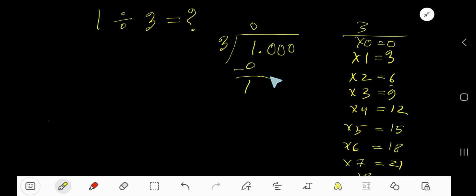Taking the decimal, then add any number of zeros. Bring down the first 0, but before this 0 there is a decimal. The decimal must come to the quotient directly.